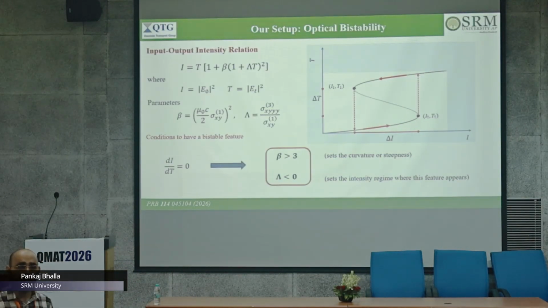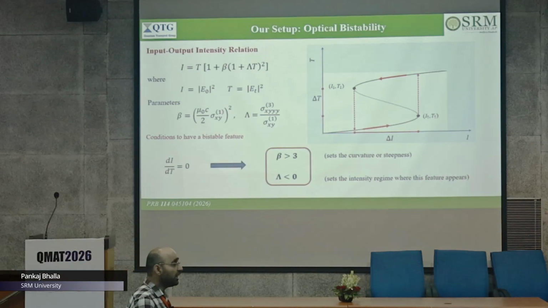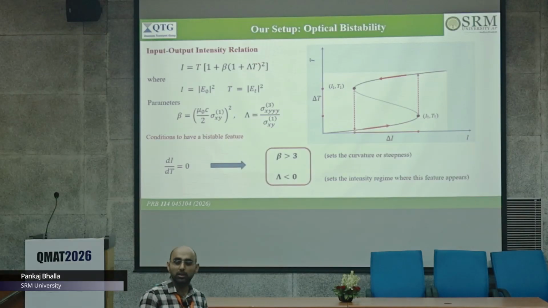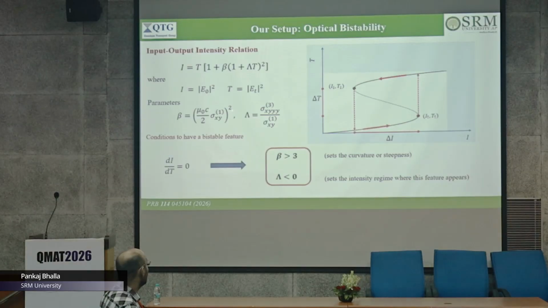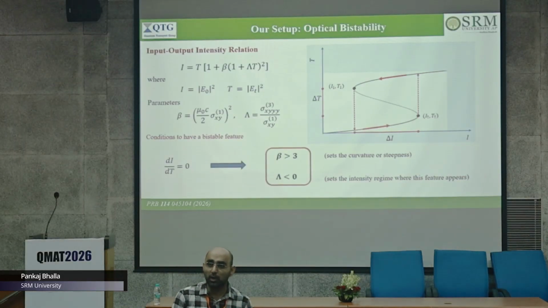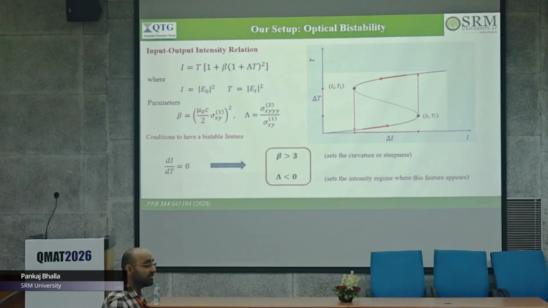Those parameters depend on the response. Beta depends upon the linear response, the anomalous Hall response, which we know depends on the Berry curvature, and lambda is the ratio of the third order to the first order response. By knowing this, mathematically one can get an idea of what values we need to get this behavior. We have figured out that beta, which sets the curvature of this S-type curve, should be greater than 3. If you are within that limit, then you can get this feature.